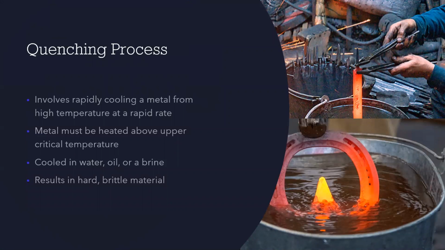The third heat treatment process we will discuss involves quenching. Quenching is the process of rapidly cooling a metal from a high temperature to a low temperature at a rapid rate. For the process to occur, the metal must be heated above its critical temperature and cooled in either oil, water, or a brine. This process results in austenite transforming to martensite, a very hard and brittle material.